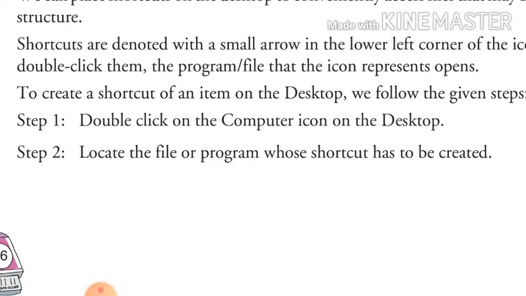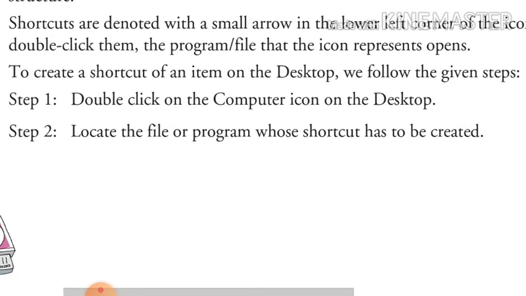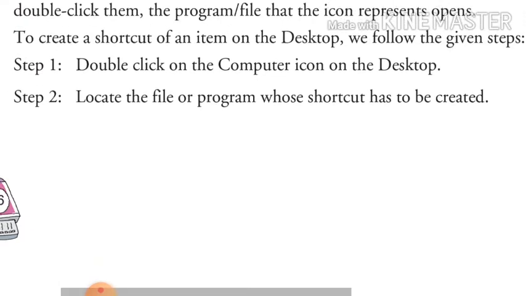in Windows. Double click on the Computer icon on the desktop, means open the computer. Then second step, locate the file or program where the shortcut has to be created. Means firstly open the computer. In the second step, open the folder, that file or folder of which you want to create a shortcut.